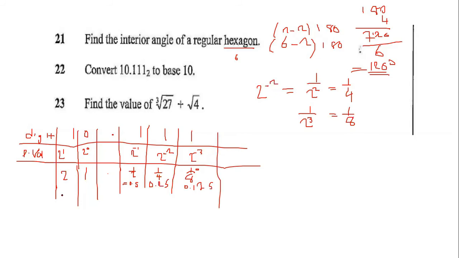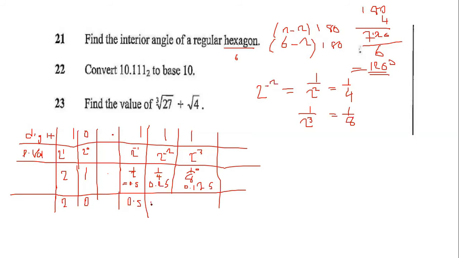Then later on, you are now going to evaluate. What you're going to do here is very simple. This 1 times the 2 will give you 2. Then this 0 multiplied by the 1 gives us 0. Then this 1 multiplied by the 0.5 will still give us 0.5. Then this 1 here multiplied by 0.25 will still give us what?